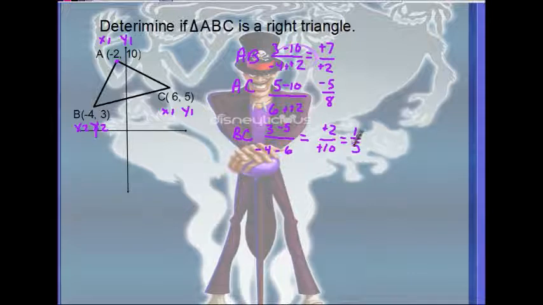Definitely not going to be perpendicular. Now, although we have opposite signs between two sets, none of them are reciprocals. Fractions flipped over. Therefore, triangle ABC is not a right triangle. We have no perpendicularity.